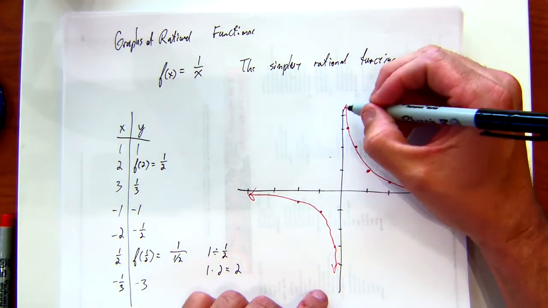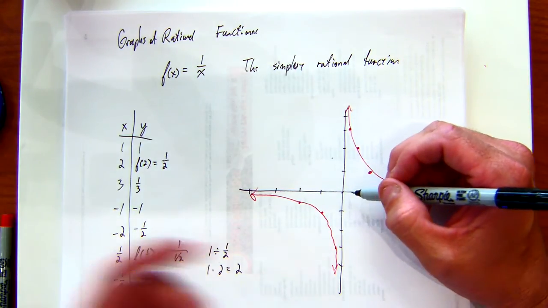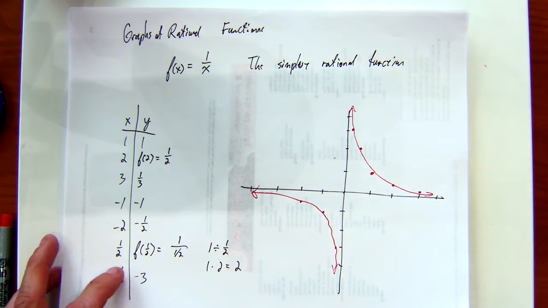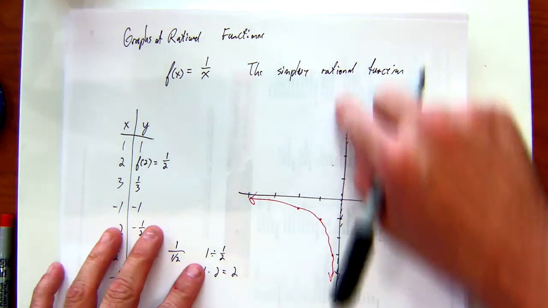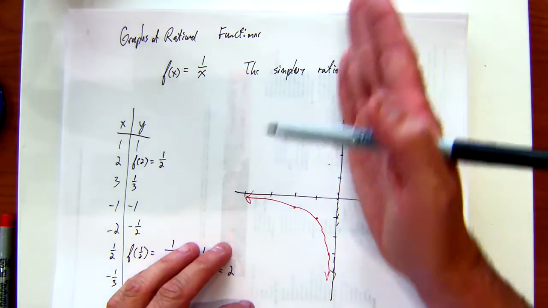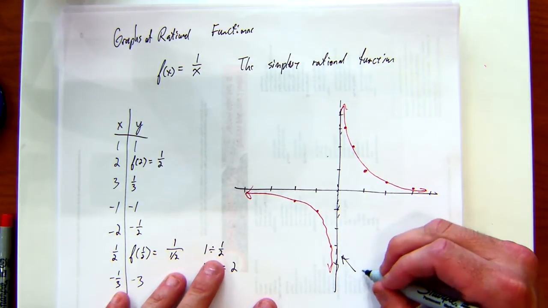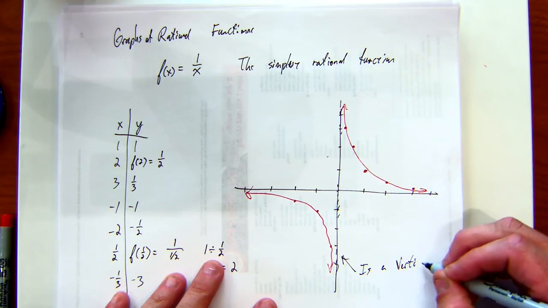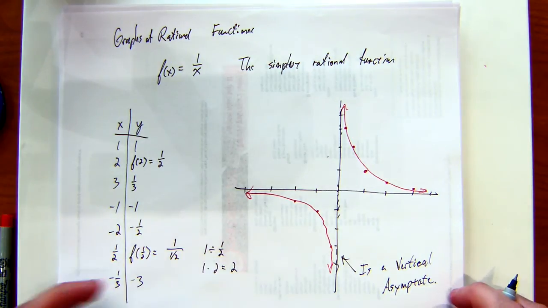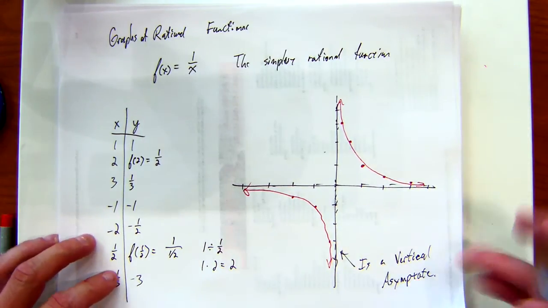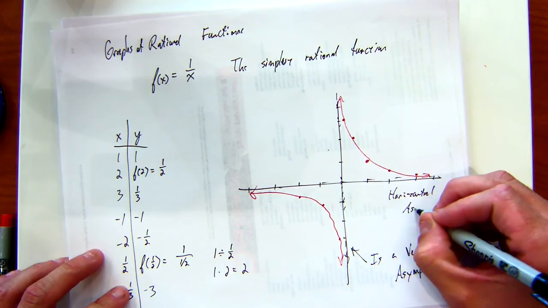Notice that there's no part of the graph at x equals 0, because x is 0 is not in my domain. I can't define this function for x is 0. Does anyone know what this line is called, where a graph approaches a line but doesn't ever touch? This line is a vertical asymptote. We also have a horizontal asymptote. This line, the x-axis, is a horizontal asymptote.